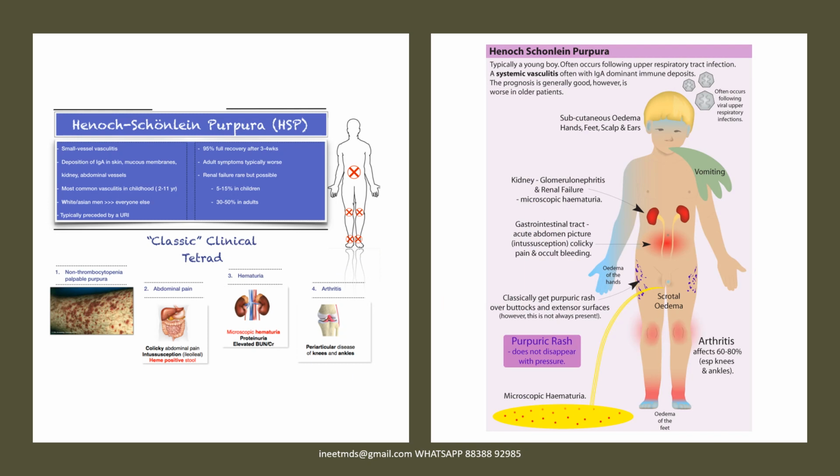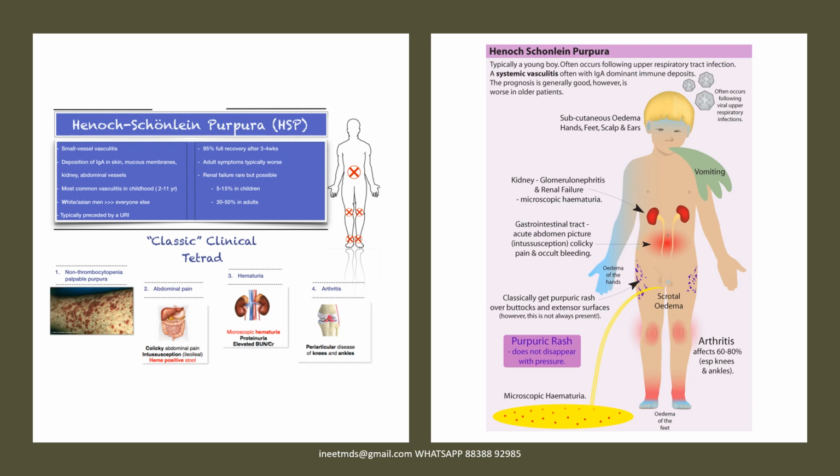So, now Henoch-Schönlein purpura is a non-thrombocytopenic purpura. What happens is the patient will have vasculitis. There is deposition of IgA in skin and mucous membrane, most common vasculitis of the childhood, and the classical feature for non-thrombocytopenic purpura is non-thrombocytopenic palpable purpura, which means the patient will have something called a positive glass sign.